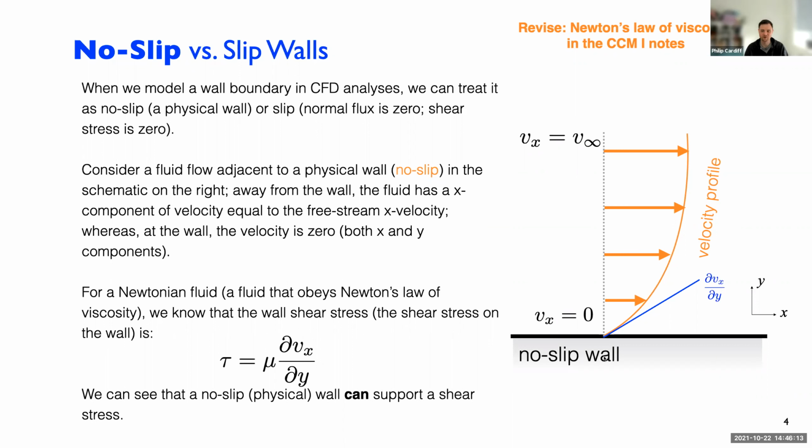I'm not talking about normal stress here. The pressure of the fluid will push normally outward, but I'm just talking about forces along the wall, in your direction along the wall. So you can see a no-slip wall, a physical wall, can support a shear stress. It can have a non-zero shear stress.